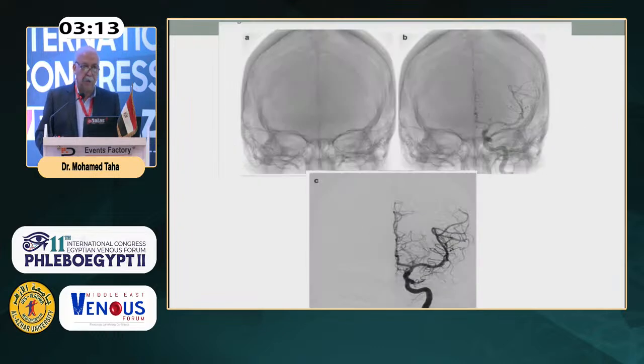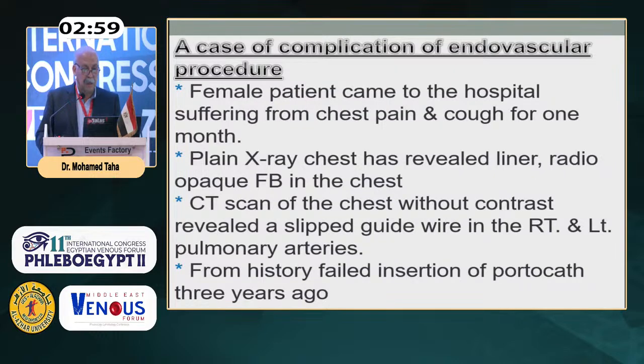These are pictures of X-ray: plain X-ray at first, X-ray with contrast, and subtracting bone to see the arteries. This is cerebral arteries, anterior cerebral and middle cerebral with internal carotid. This is a case of complication of vascular procedures. A female patient came to the hospital suffering from chest pain and cough for more than 1 month. The X-ray chest revealed a linear, radio-opaque foreign body in the chest.